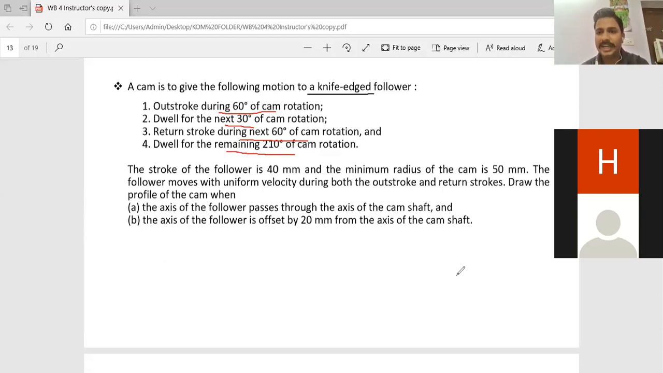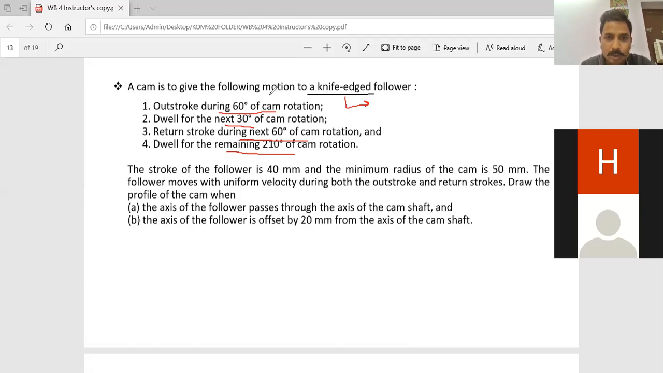Now this is the data given to you. What I have inferred from the question is that the follower is a knife edge follower. Yes or no? Yes, it is a knife edge follower. For the 60° initial rotation, the follower will rise, that is called the outstroke. For the next 30°, the follower would dwell, that is, stationary at the topmost position, and during the next 60° the follower will come down to the lowest position. The next 210 degrees are again dwell, at the lowest position.